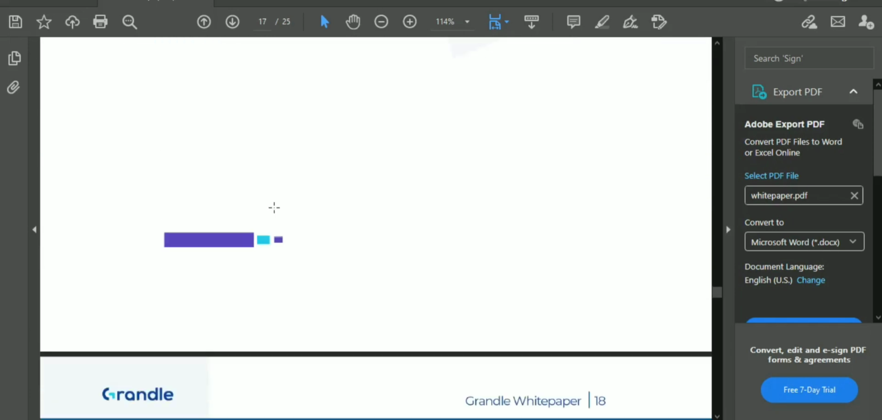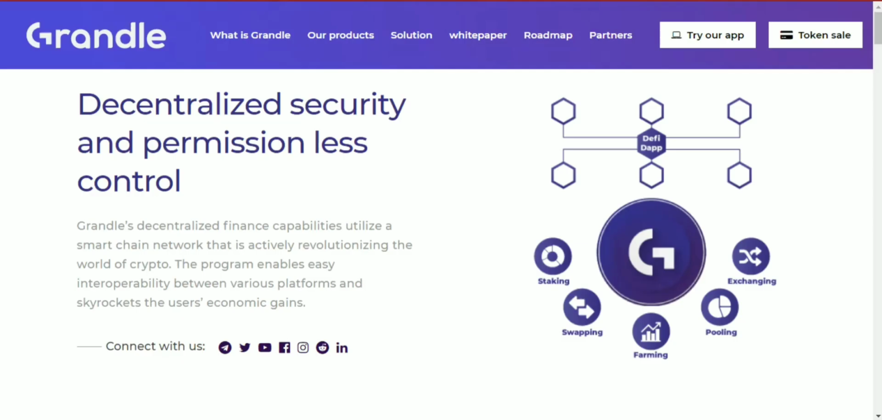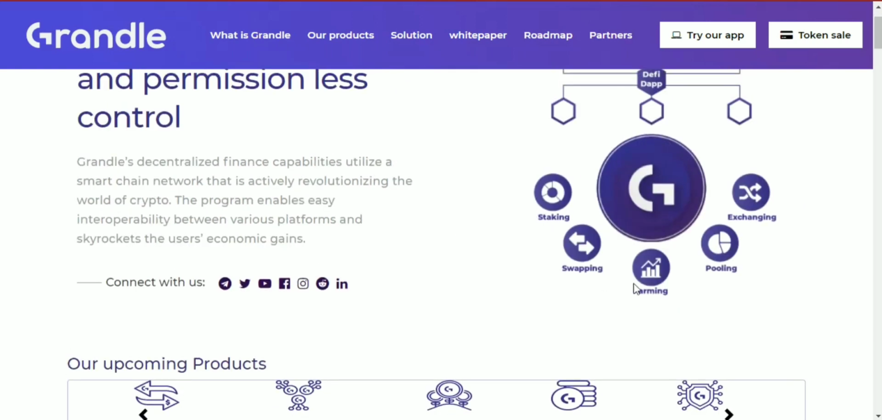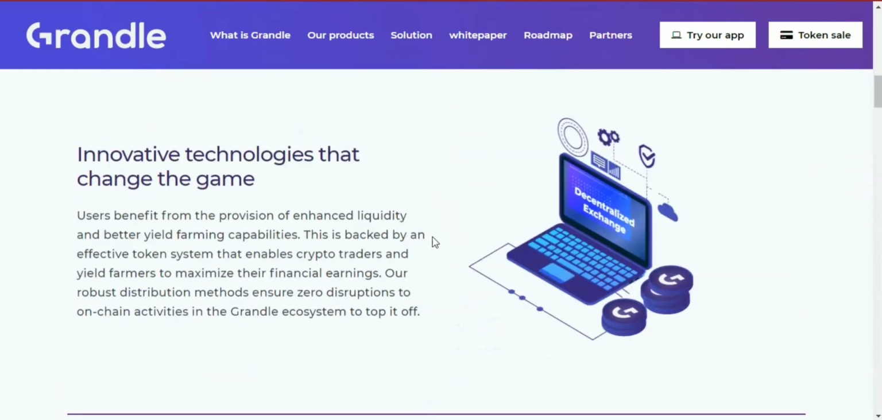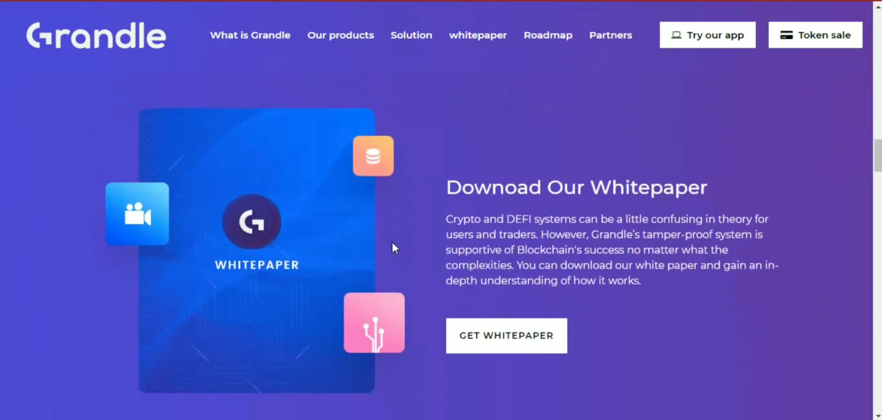Non-fungible tokens, NFTs, are used in this platform. Grandle can be your next decentralized, secure, and permissionless control authority for your staking, swapping, farming, pooling, and exchange, and this awesome Binance Smart Chain based protocol takes it even higher than ever. Thank you very much.